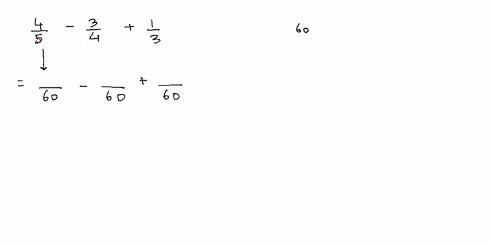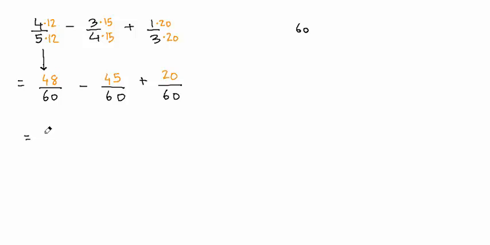Now if you look at 5 and if you look at 60, 5 times 12 is 60. So you multiply 5 by 12 to get to 60, and therefore you do the same with the numerator, which is 4. So we have 48 over 60. That's equivalent to 4/5. Similarly, if you want to change 3/4 to something over 60, 4 times 15 is 60. So you want to multiply 3 by 15, and 3 times 15 is 45. And finally, 3 needs to be multiplied by 20 to get to 60. And 1 times 20 is 20.